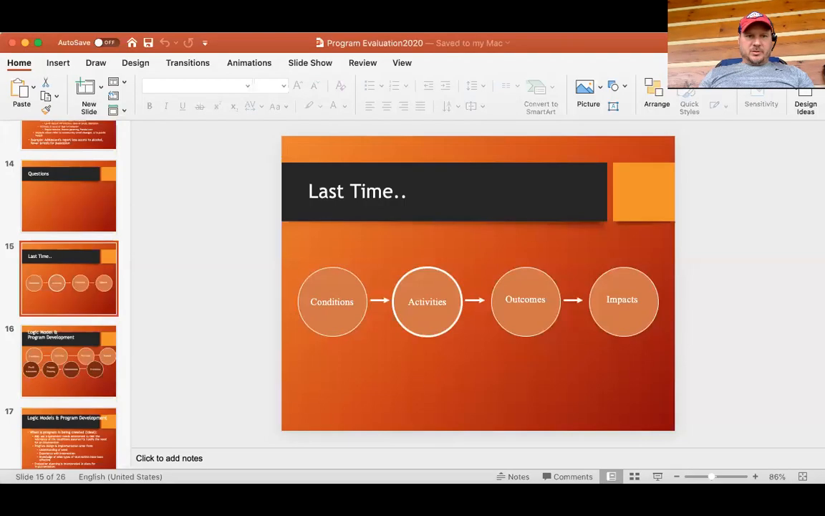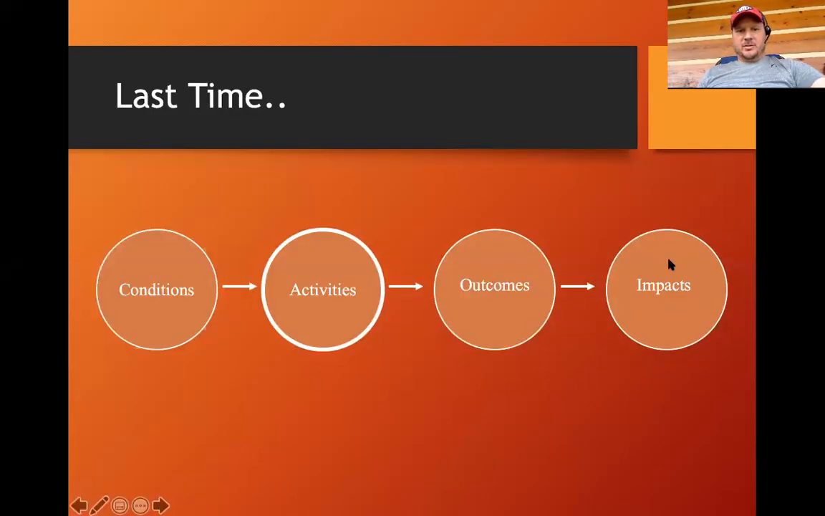So we're going to pick up where we left off. So let me share these slides. In part one of this lecture, we discussed logic models. Logic models have four basic parts: conditions, activities, outcomes, and impacts. Today we're going to tie these stages of a logic model in with stages of evaluation.